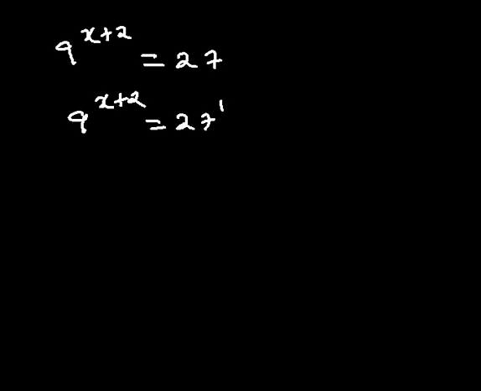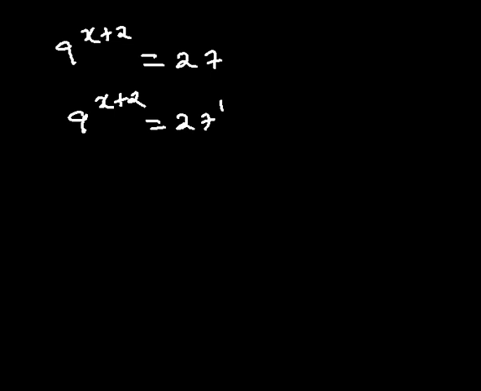Let's say we have 9 to the power x plus 2 equal to 27. How best should we solve for x? This is the same as 9 to the power x plus 2 equal to 27 to the power positive 1. Then we have to express all these to have the same bases.